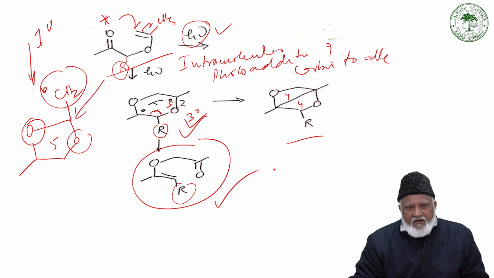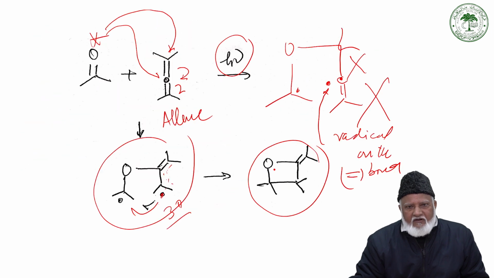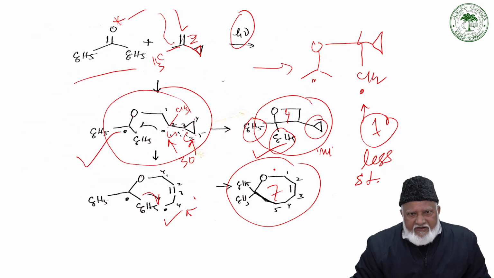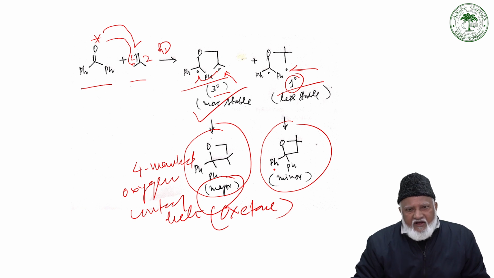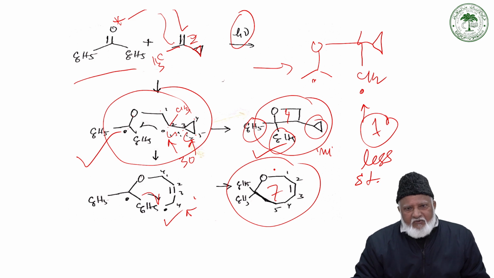So these are a few examples of Paterno-Buchi reactions, addition of a carbonyl to alkene. The first step is the attack of the excited carbonyl to the alkene to generate the more stable carbon-centered radical, and then this 1,4 diradical might recombine to give a 4-membered oxygen-containing heterocycle known as oxetane. So these are a few examples. Many more examples have been reported in this reaction.